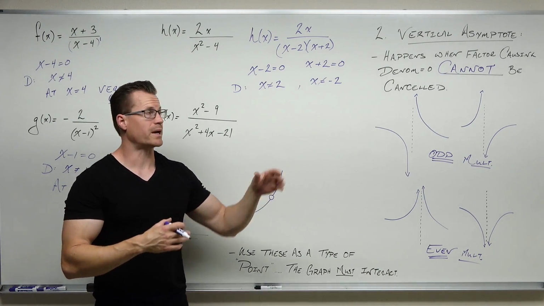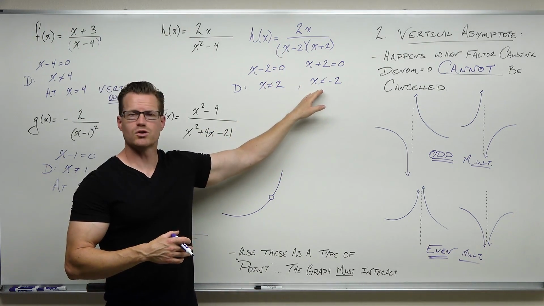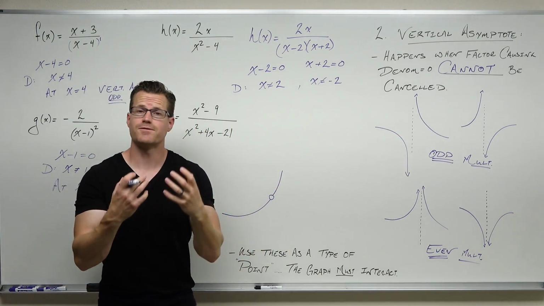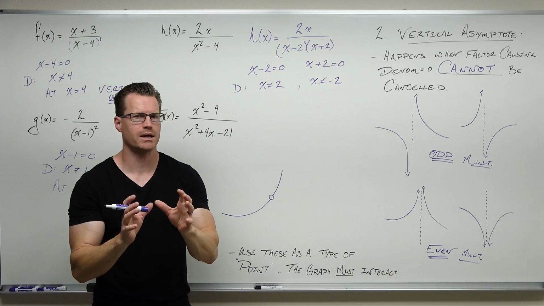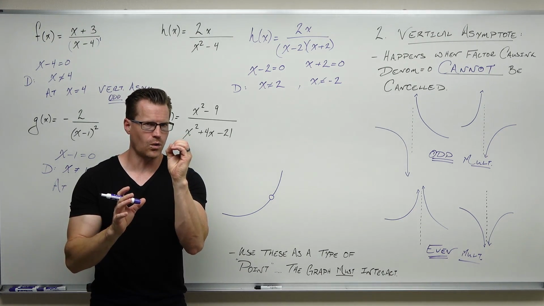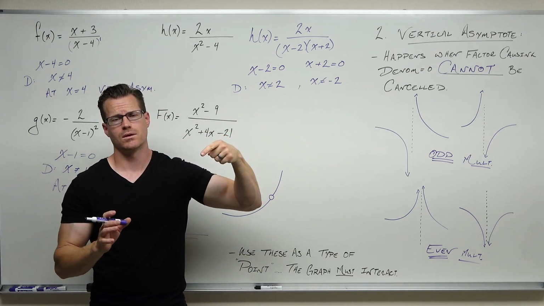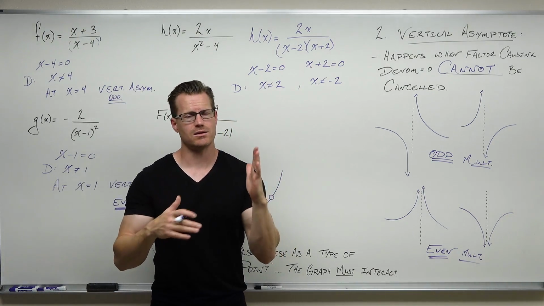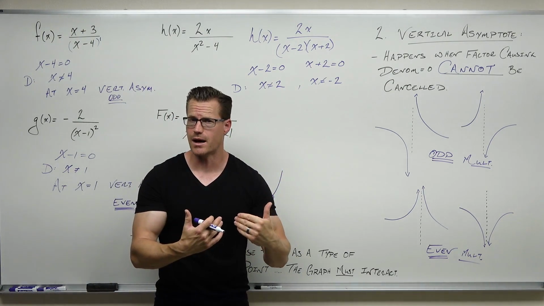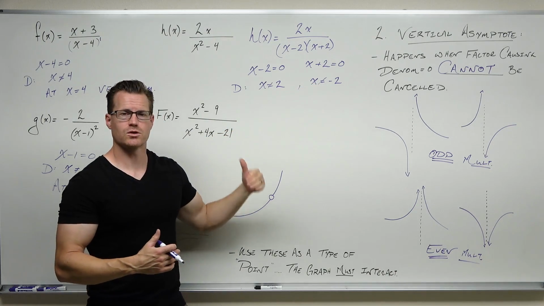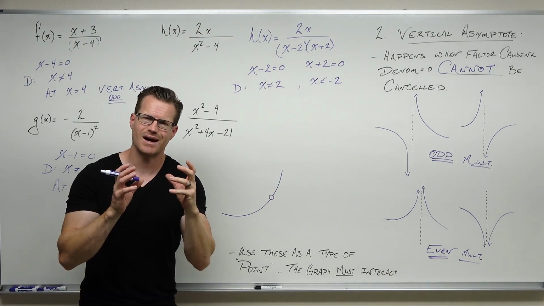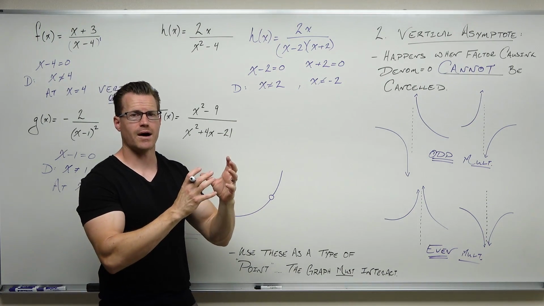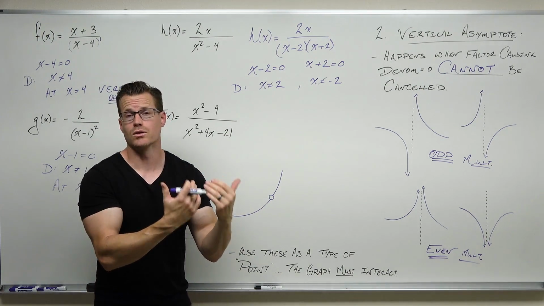When you find your domain problems like this, these are values that you're not allowing. This just defines how you're not allowing it. Are you not allowing it by making it a hole? That's if you could cancel them. Or are you defining it by making it a vertical asymptote? That's if you can't. You get a force field out of it. So we're defining now what these domain problems are going to create graphically. I hope you see that these values can't happen. Now we're defining graphically what that looks like.